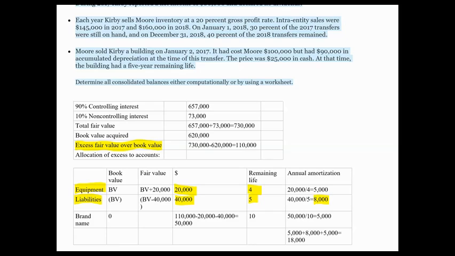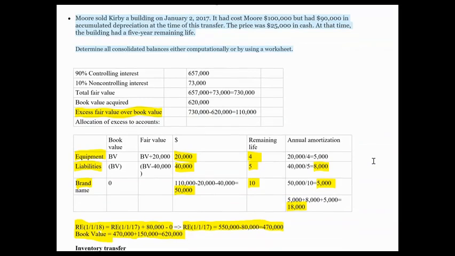And the last one is the brand name. It's not recorded, but it does have a $50,000 fair value, and assume it has a 10-year life. Then each year there's going to be $5,000 excess annual amortization. So in total, there is $18,000 excess annual amortization we need to consider, which is going to be related to the subsidiary net income every year. Okay, so this is step 1, the allocation schedule.